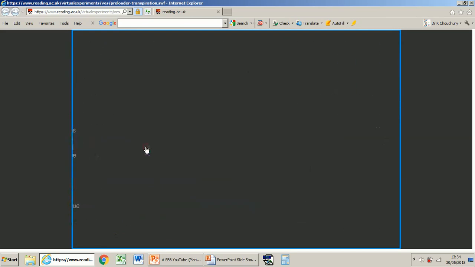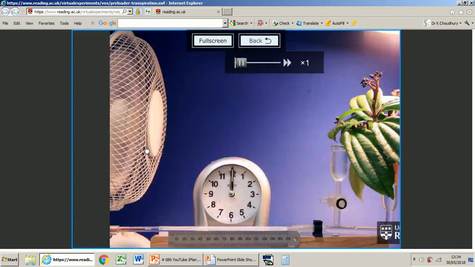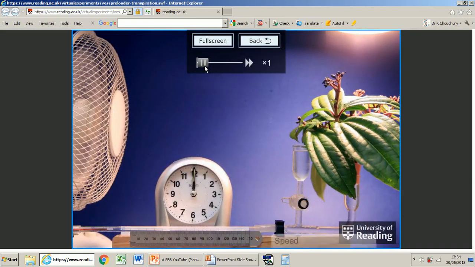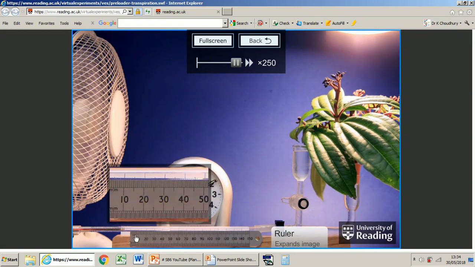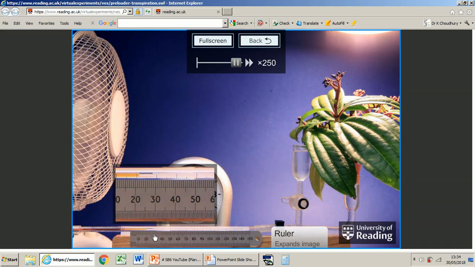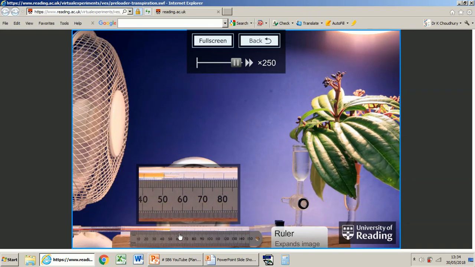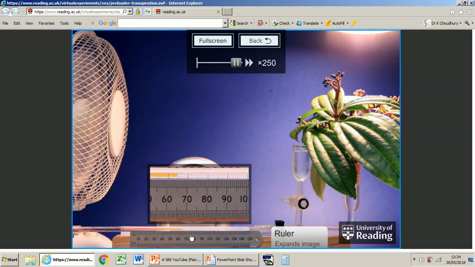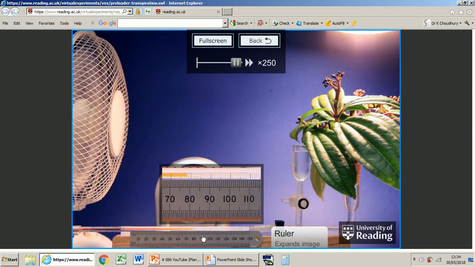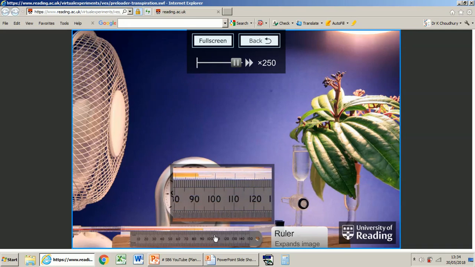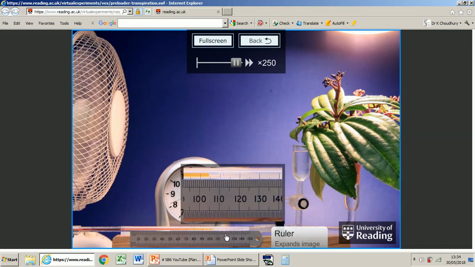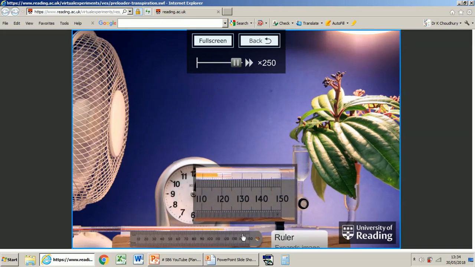However, if we have both the light and fan on, the rate of transpiration should be a lot faster. So when I speed up the video, we could actually see that the bubble moves a lot faster. So that distance that it's traveling for the same amount of time is a lot more quicker. And that's because the air movement and light increases the rate of transpiration.